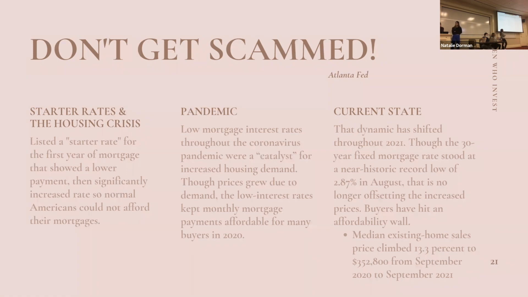It seems buyers have hit an affordability wall. As you can see, the median existing home sales price climbed 13.3% to $350,000 from September 2020 to September 2021. So even though mortgage rates might look like they're low, you will always want to look at the details of the loan. You want to keep the expensive home sales in mind when you're thinking about buying a house in the future.